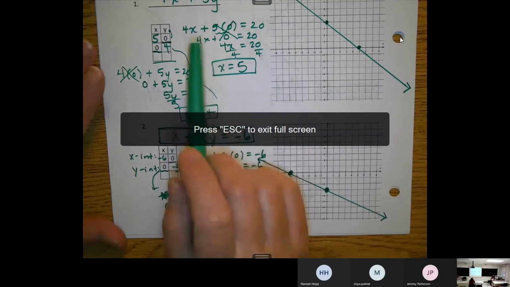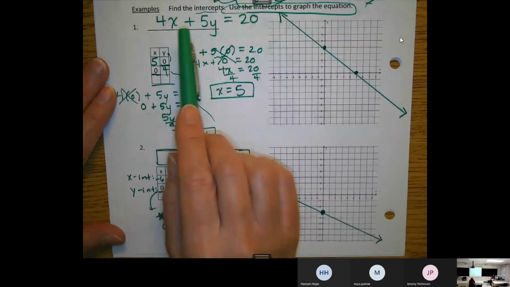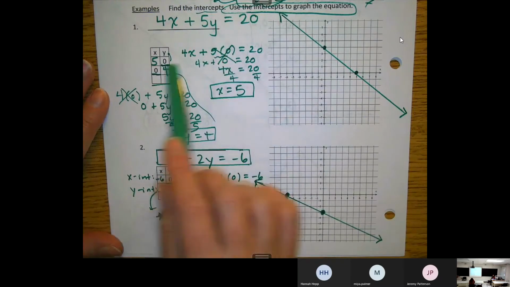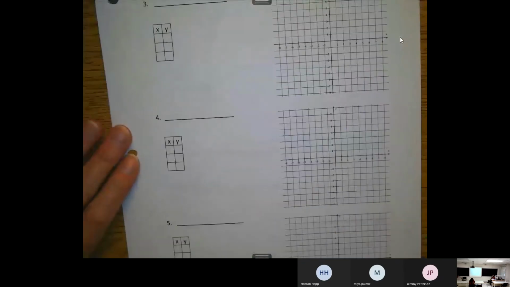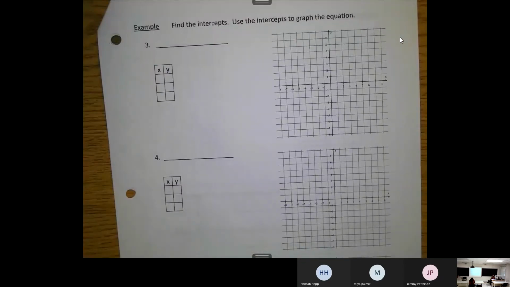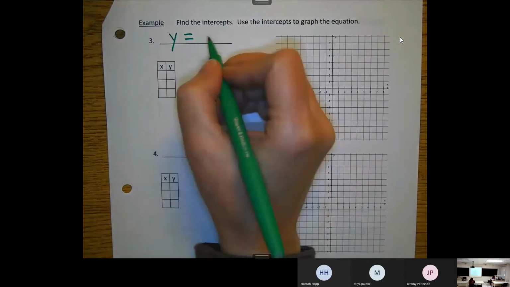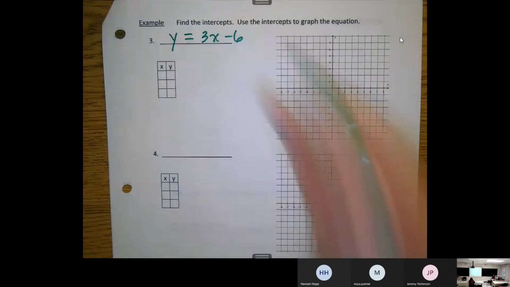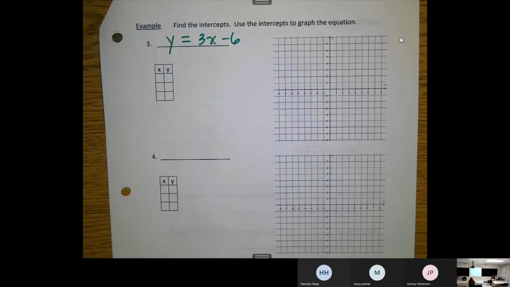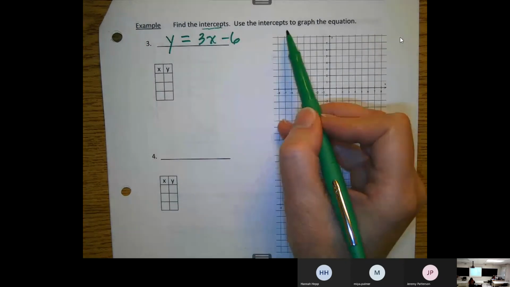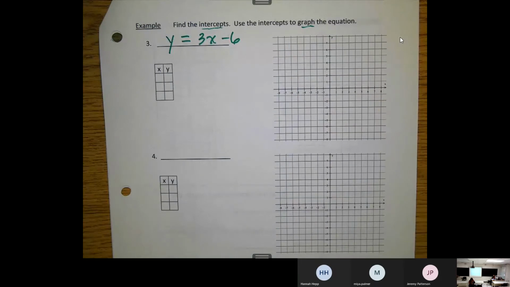Both of the equations we looked at so far had the x and the y together on the left side. So those will all start to feel kind of the same after a while. Remember though, the x and the y aren't always together like that. Sometimes the y is by itself. So let's check out a few that start out y equals and see how that looks. Like y equals 3x minus 6. Still want to find the intercepts and use them to graph the line.